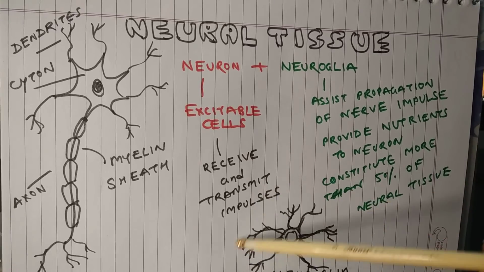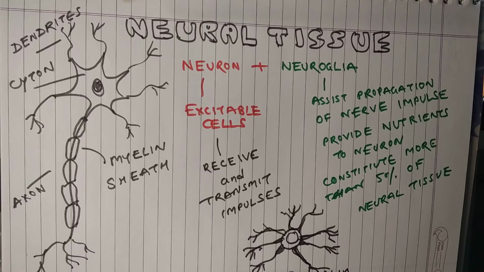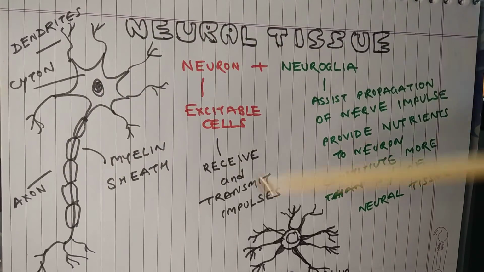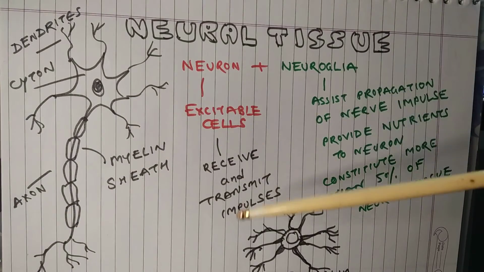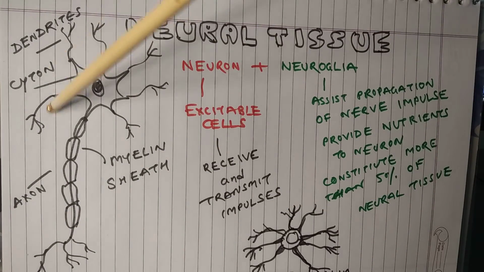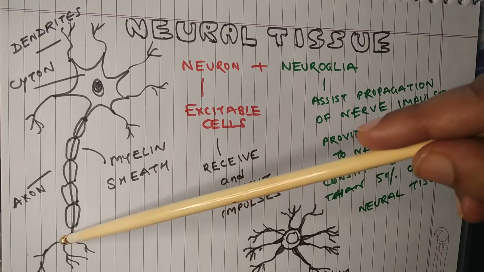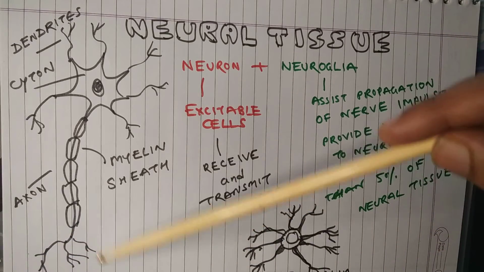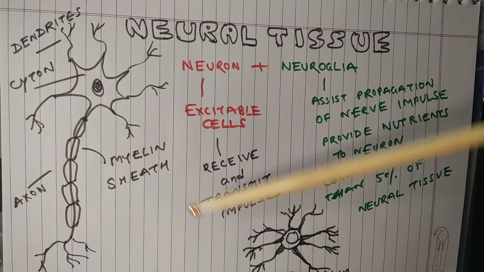This diagram shows neuroglia, and this diagram shows a neuron. A neuron has a cell body and a tail. The cell body is called cyton and the tail is called axon. There are hair-like structures on the cell body, and these are called dendrites. And there is branching or fine hair-like structure at the end of the axon, and these are called axon terminals.